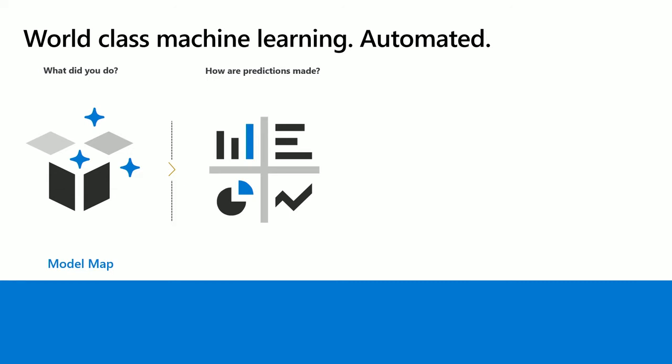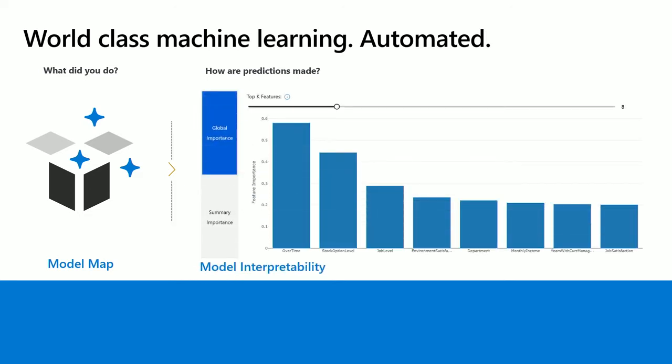Now, for the question on how predictions are made: help me understand how my model is making decisions. How do I know that it makes sense given the knowledge I already have in my business scenario? How we're answering this question is by introducing what we call the model interpretability dashboard. Let's go into an example to explain how this is helping.